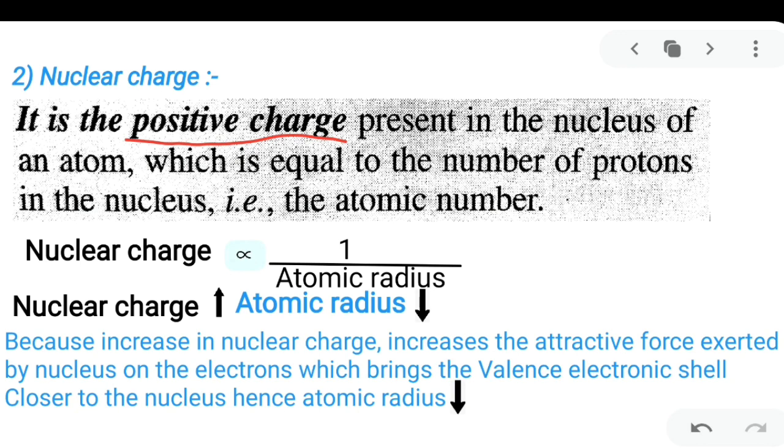Now, let us see how nuclear charge influences the atomic radius. Nuclear charge is inversely proportional to the atomic radius. Means when nuclear charge increases, atomic radius decreases. Why? Because when nuclear charge increases, the attractive force exerted by the nucleus on the electrons also increases. Hence, the nucleus pulls the valence electrons or valence shell towards itself. So, the size of the atom also decreases.